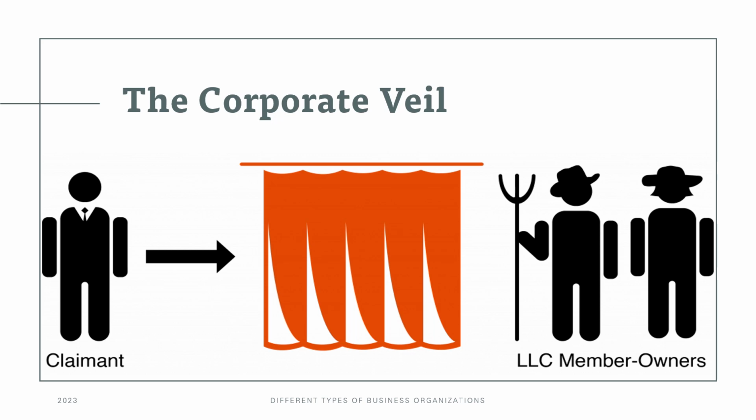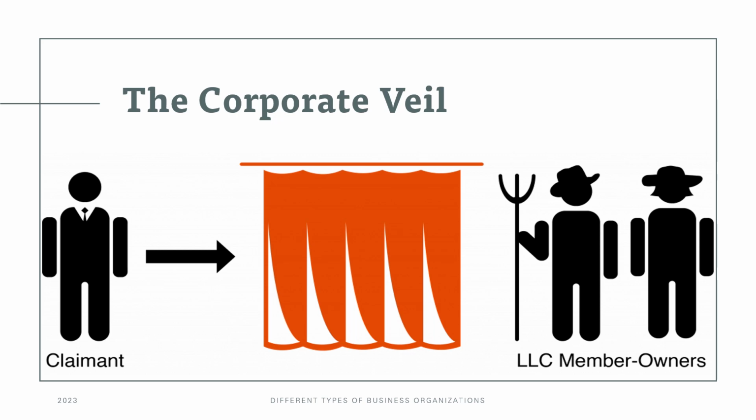Okay, so let's talk about the corporate veil. The corporate veil refers to a legal concept that separates the owners or shareholders of a corporation from the corporation itself. The corporate veil is a legal term that considers the corporation as a separate legal entity from its owners, even though the owners may control the corporation.